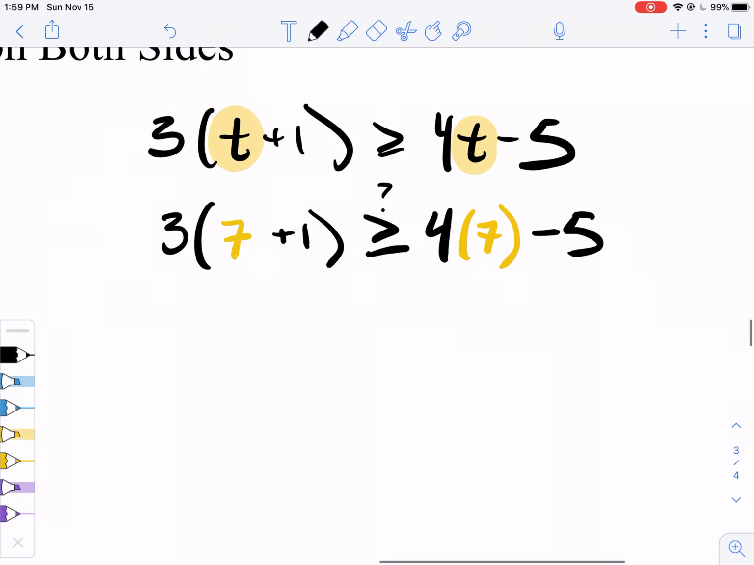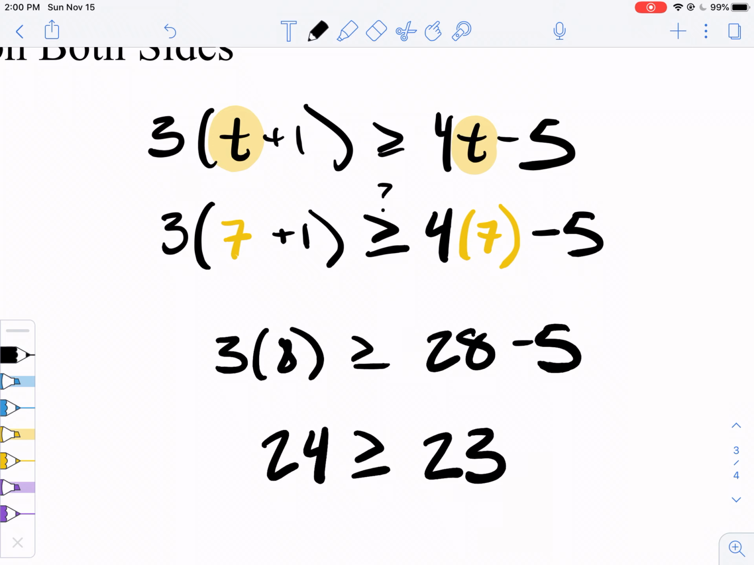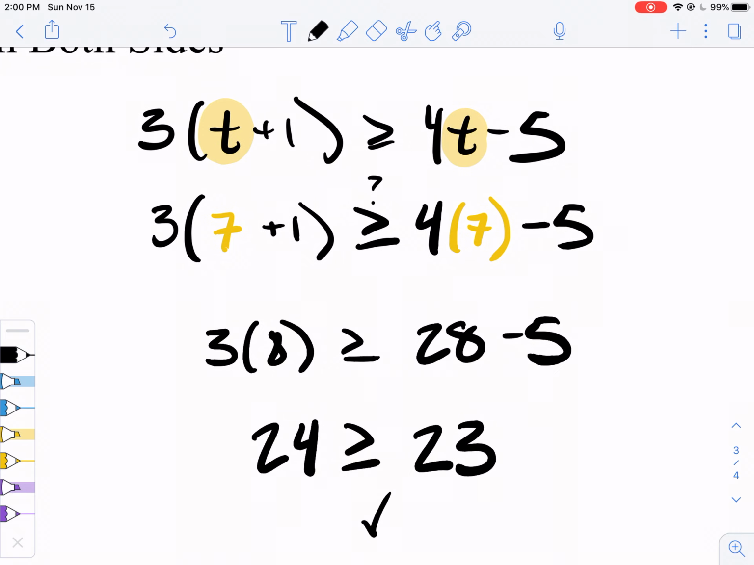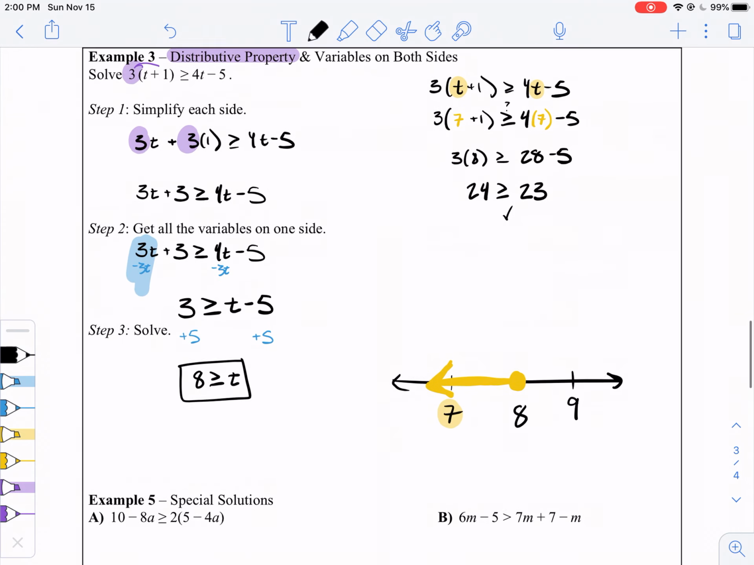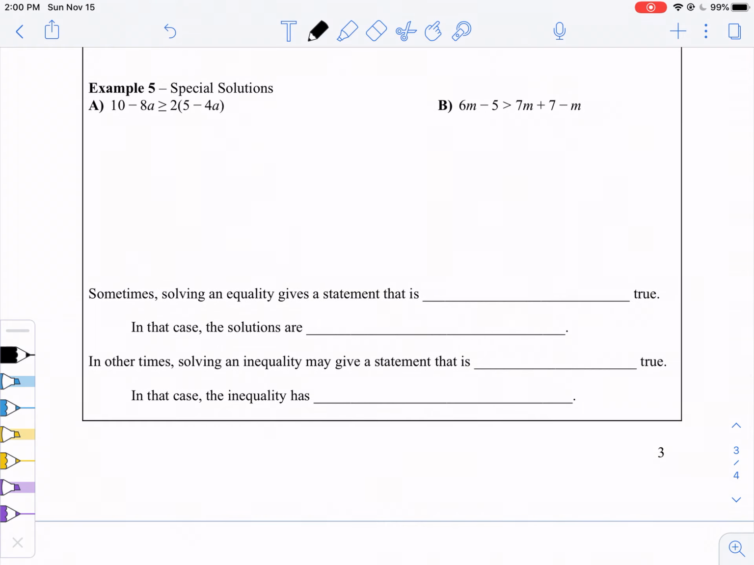Let's find out. Well, is 3 times 8 greater than or equal to 28 minus 5? Well, 24. Ooh, we're cutting it close, you guys. Is greater than 23. It is. Ooh, that was, oh man, that was intense. But we got it. Yes, we did it right. Okay, we have 2 more.